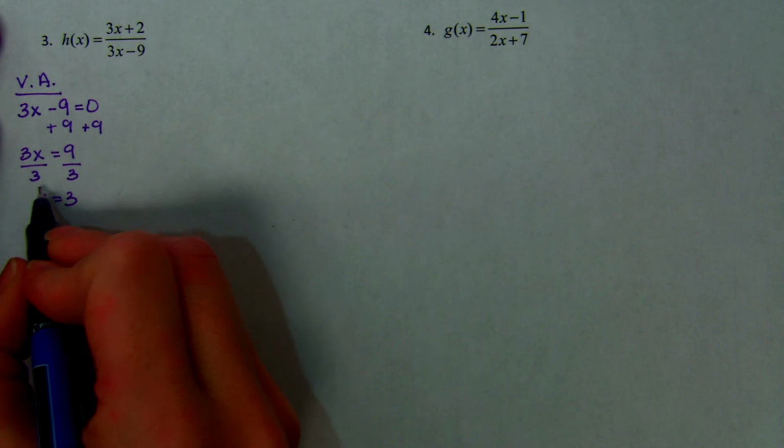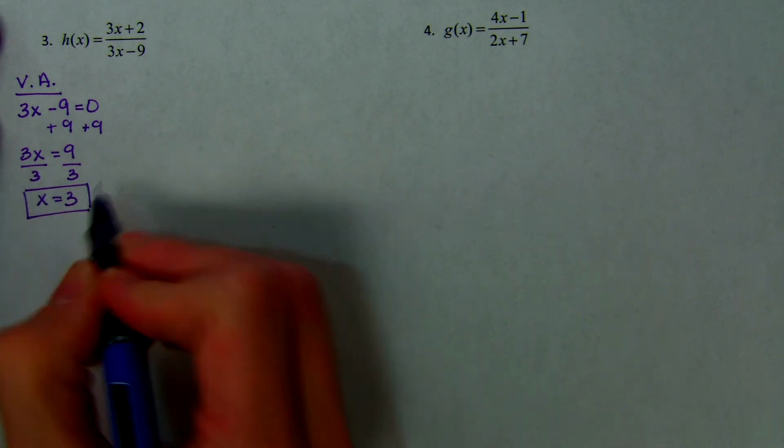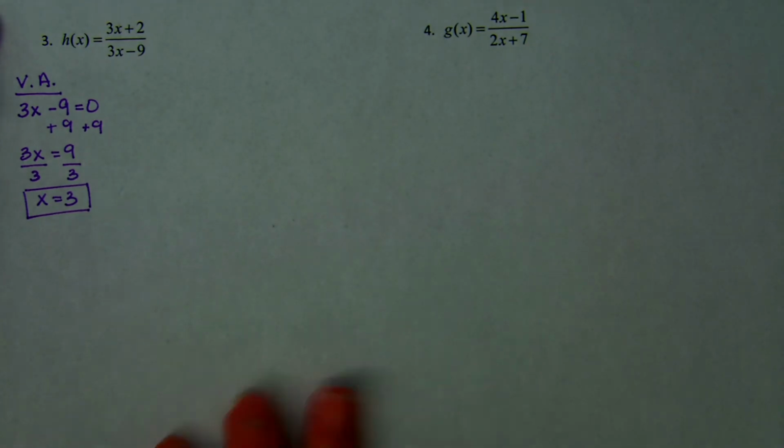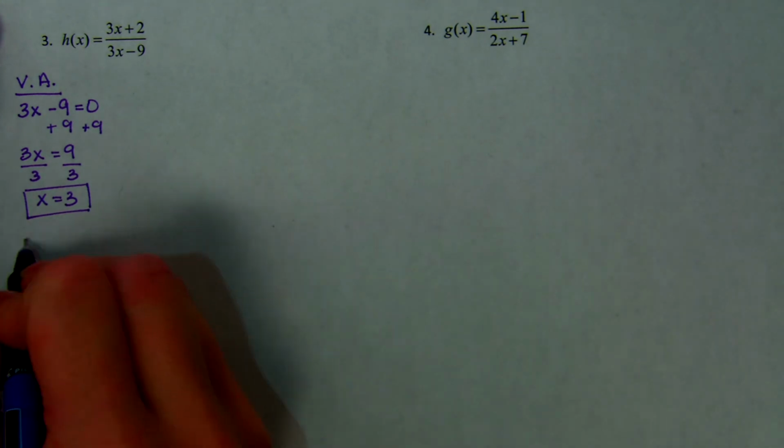And again, that's a vertical line, so we're going to leave it as x equals 3 because it's a vertical line. All right, horizontal asymptote.